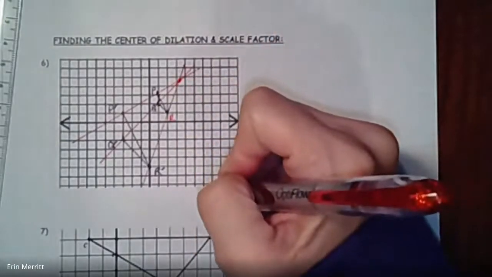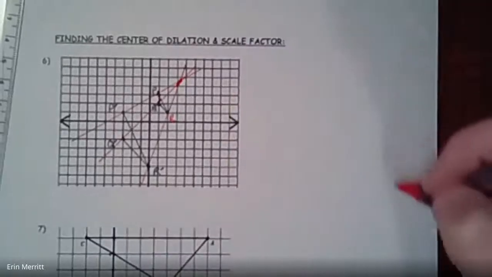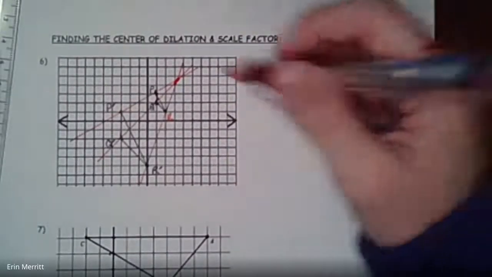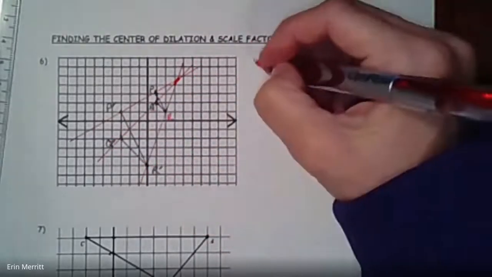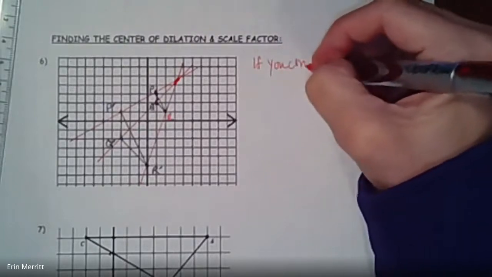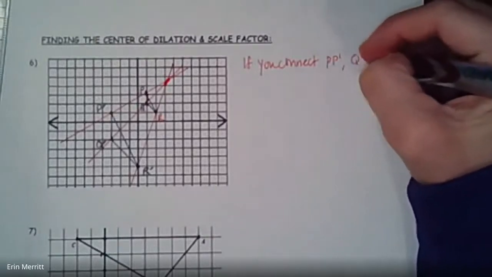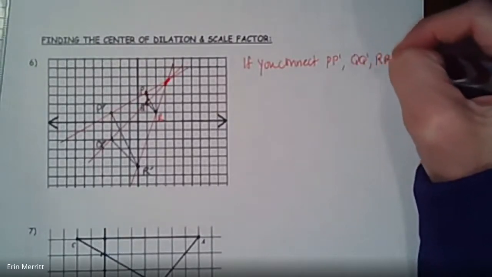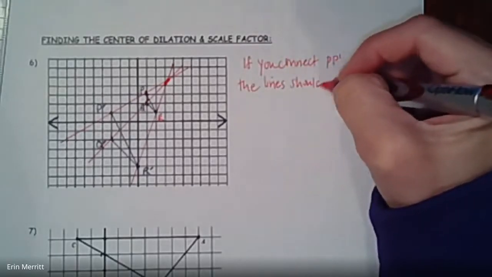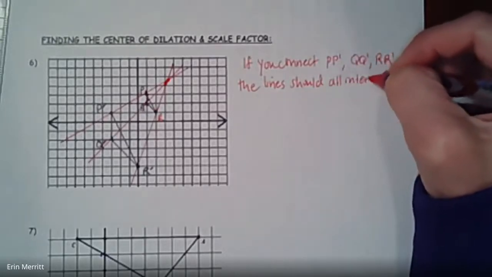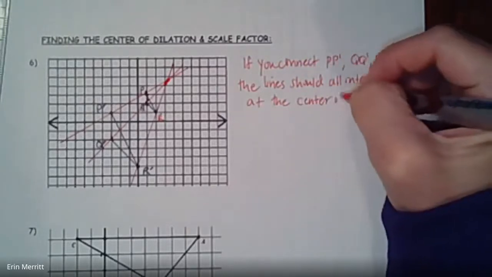Now I think my first line might be a touch off, so I think my point maybe should be right here, all right? But to find the center of dilation, you just have to connect through the dots, connect through the dots, connect through the dots, all right? So if you connect P and P prime, Q and Q prime, and then R and R prime, the lines should all intersect at the center of dilation.